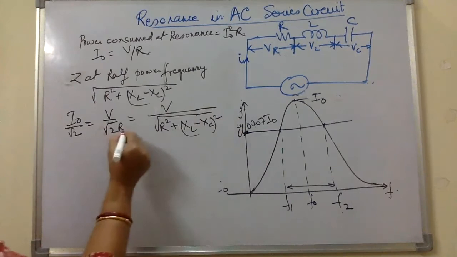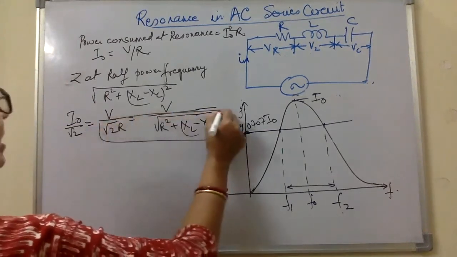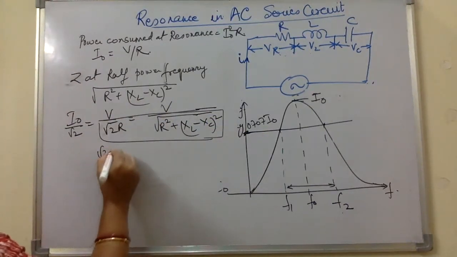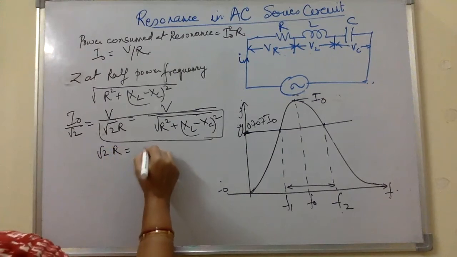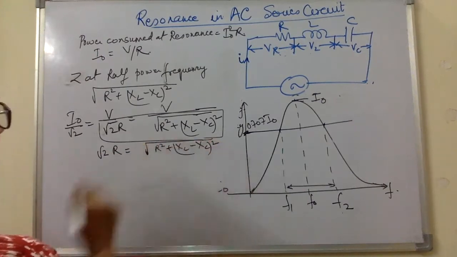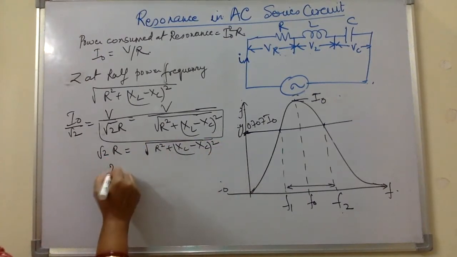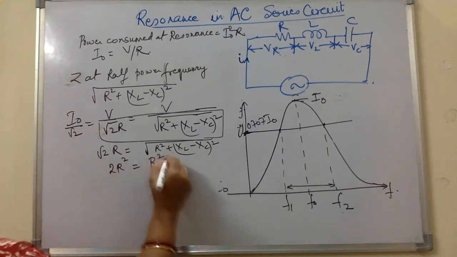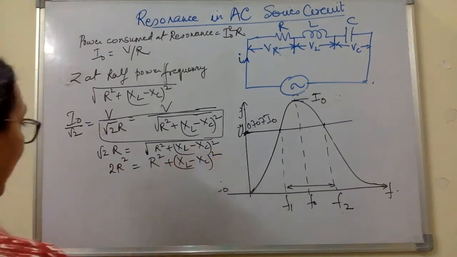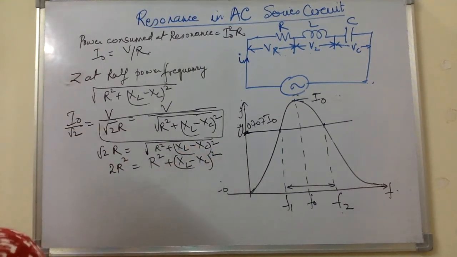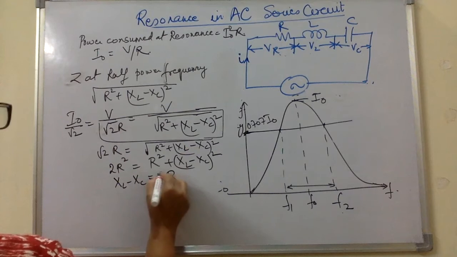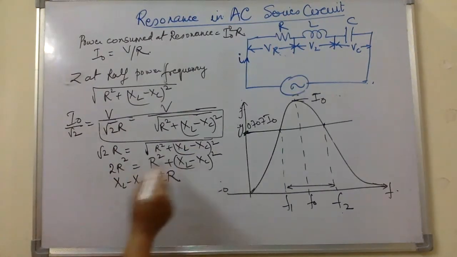This means, just taking the denominator of these two, because V and V will cancel out, we can write root 2R is equal to under root of R square plus (XL minus XC) whole square. Taking a square on both sides, you can write it as 2R square is equal to R square plus (XL minus XC) whole square. Or we can write it as XL minus XC is equal to plus minus R. That is, just arrange the equations.